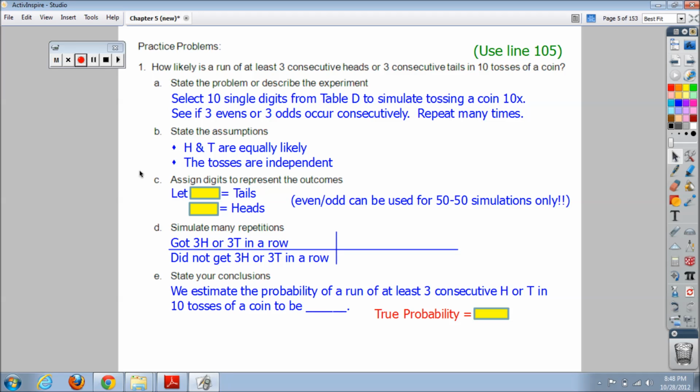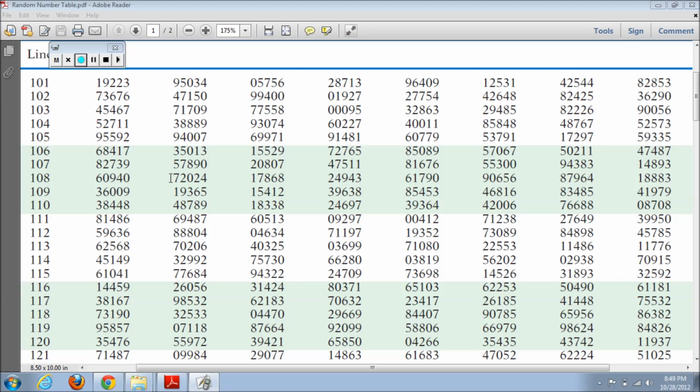Part C, assign digits to represent the outcomes. I'm going to let evens be tails and odd numbers represent heads. You can use evens and odds only for 50-50 simulations. Now I'm going to go to my random number table, right here. I'm starting with line 105, and I'm looking for at least 3 even or 3 odd numbers in a row out of 10.